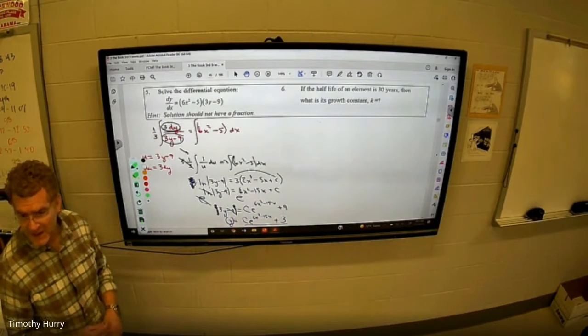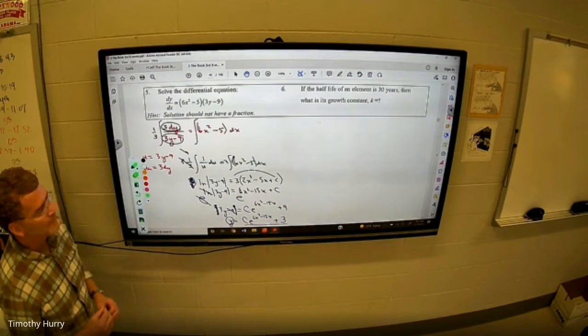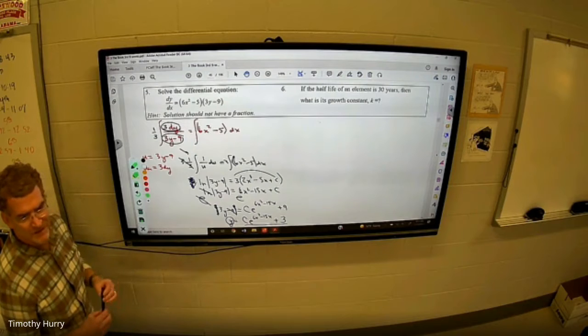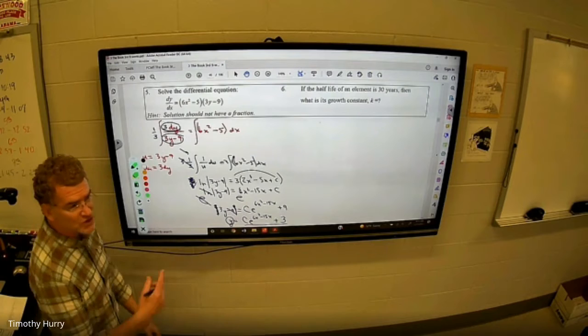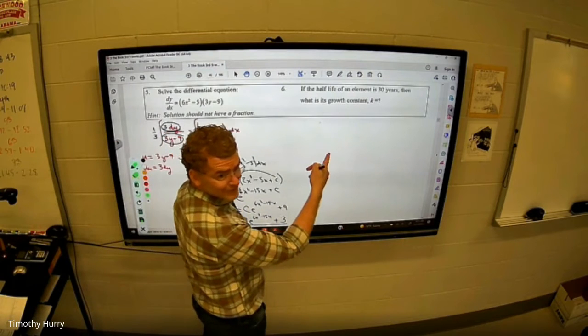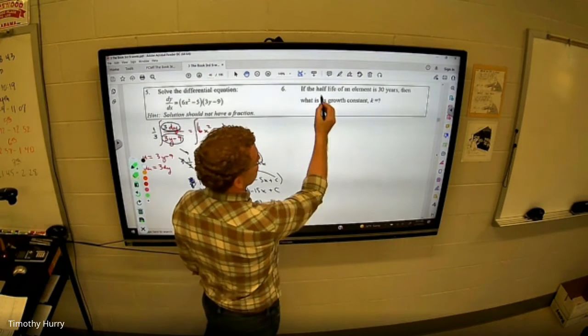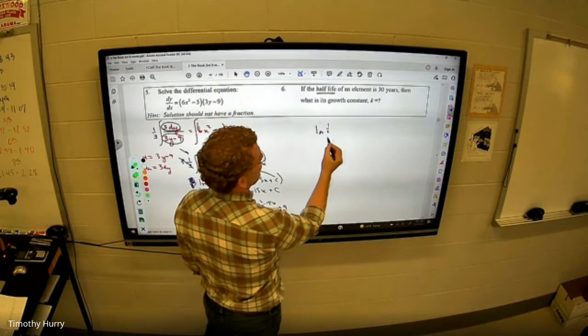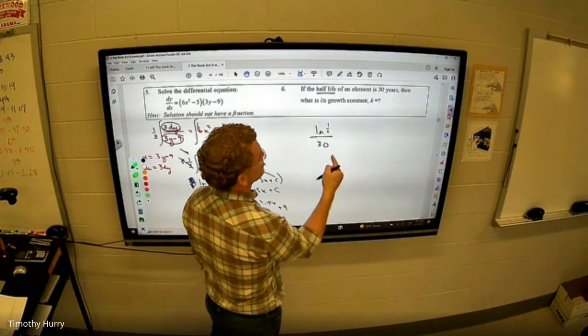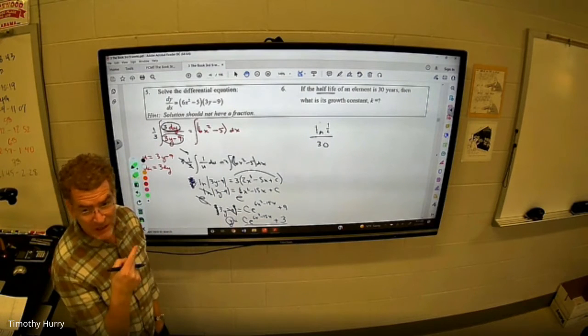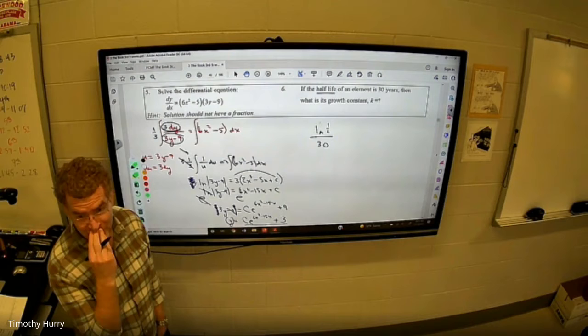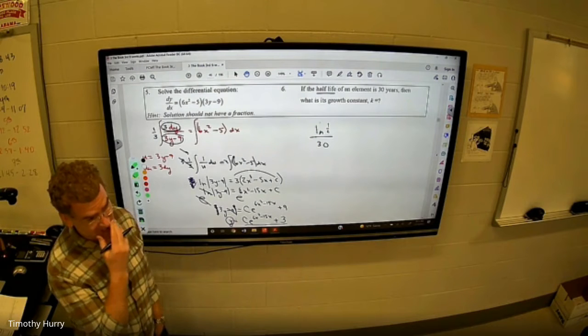What else? Anybody else on anything? Y'all see how to do 6? Is it hard? You have to go through a bunch of formulas and solve, or can you just ln of half divided by a 30? And you know that if they ask you on a multiple choice test, it's not going to look like that. What do you think it's going to look like?